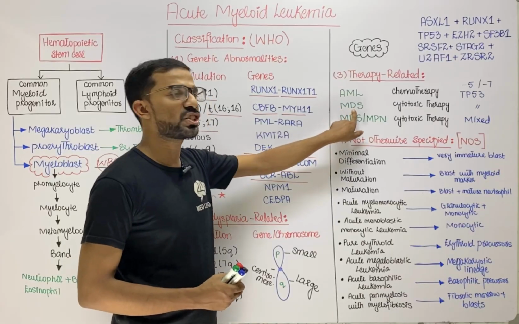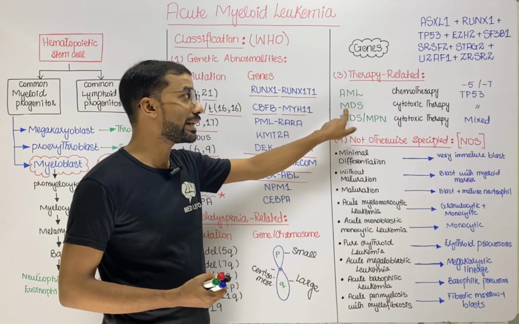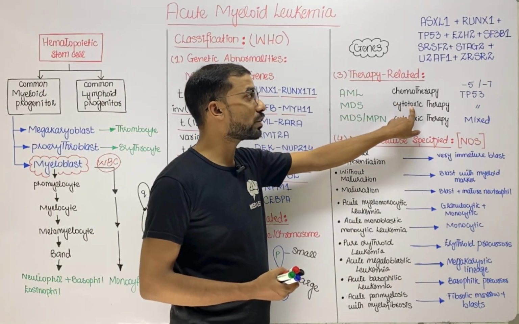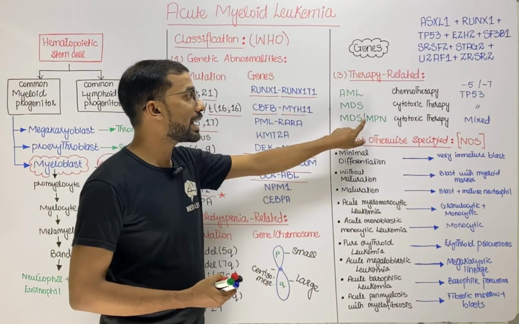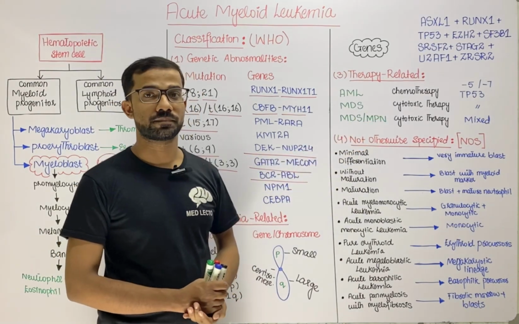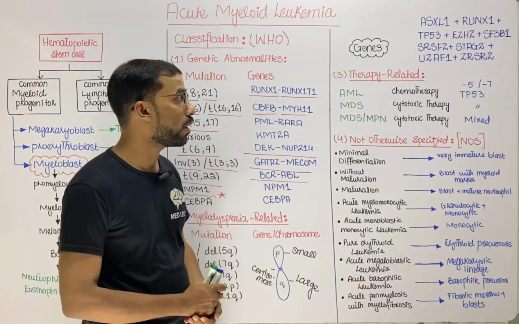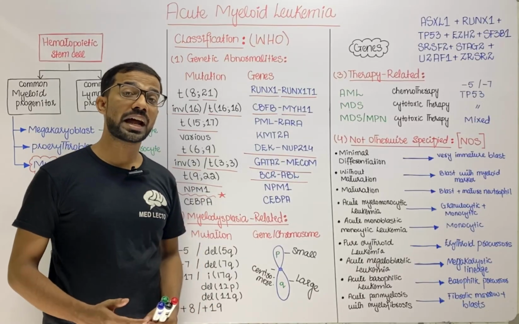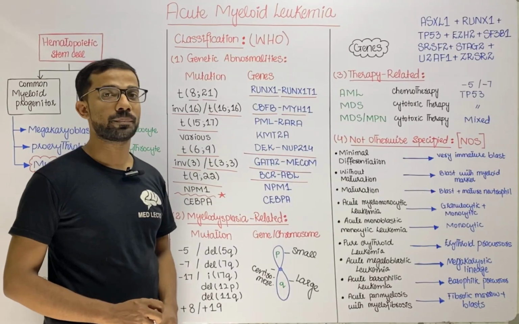MDS, myelodysplastic syndrome, is an abnormality in the cells, and ultimately MDS can convert into the AML. This happens after cytotoxic therapy, and the mutations will be similar. MDS and MPN, myelodysplastic syndrome and myeloproliferative neoplasm, can also convert into the AML, and this also happens after cytotoxic therapy. It means that AML can also be seen after different therapies.